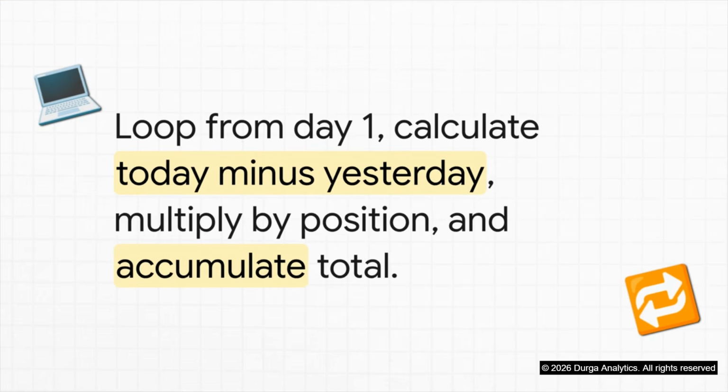Then we write our loop, but pay close attention here. We loop starting at index 1, not day 0. Why? Well, because day 0 is the very first day. It literally has no yesterday to subtract. So we start at index 1, calculate today's price minus yesterday's price, multiply by the position, and then accumulate that new value straight into our running total.